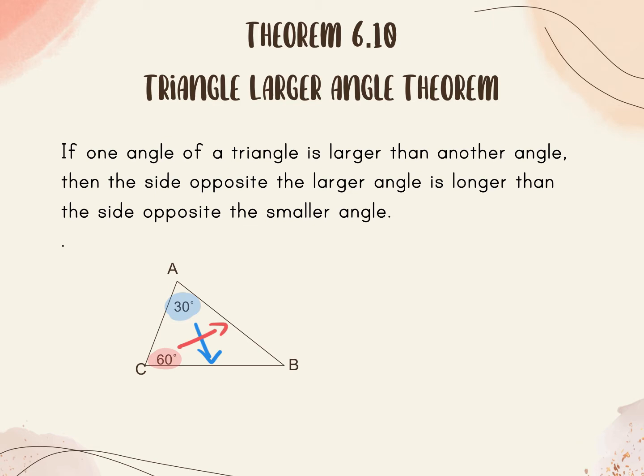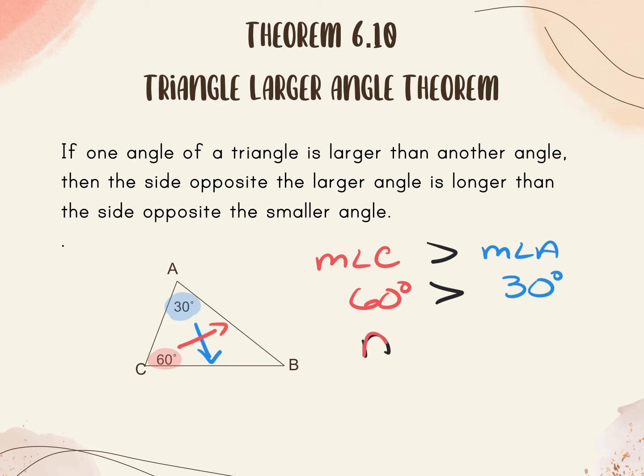So I'm going to go ahead and compare. I'm going to take angle C, which is 60, and then the measure of angle A, which is 30, and compare the numbers. I can see that 60 is larger than 30, so angle C is greater than angle A, so then the side opposite angle C, AB, is going to be greater than the side opposite the smaller angle, which is BC. So AB is going to be longer than BC because it's opposite of the bigger angle.